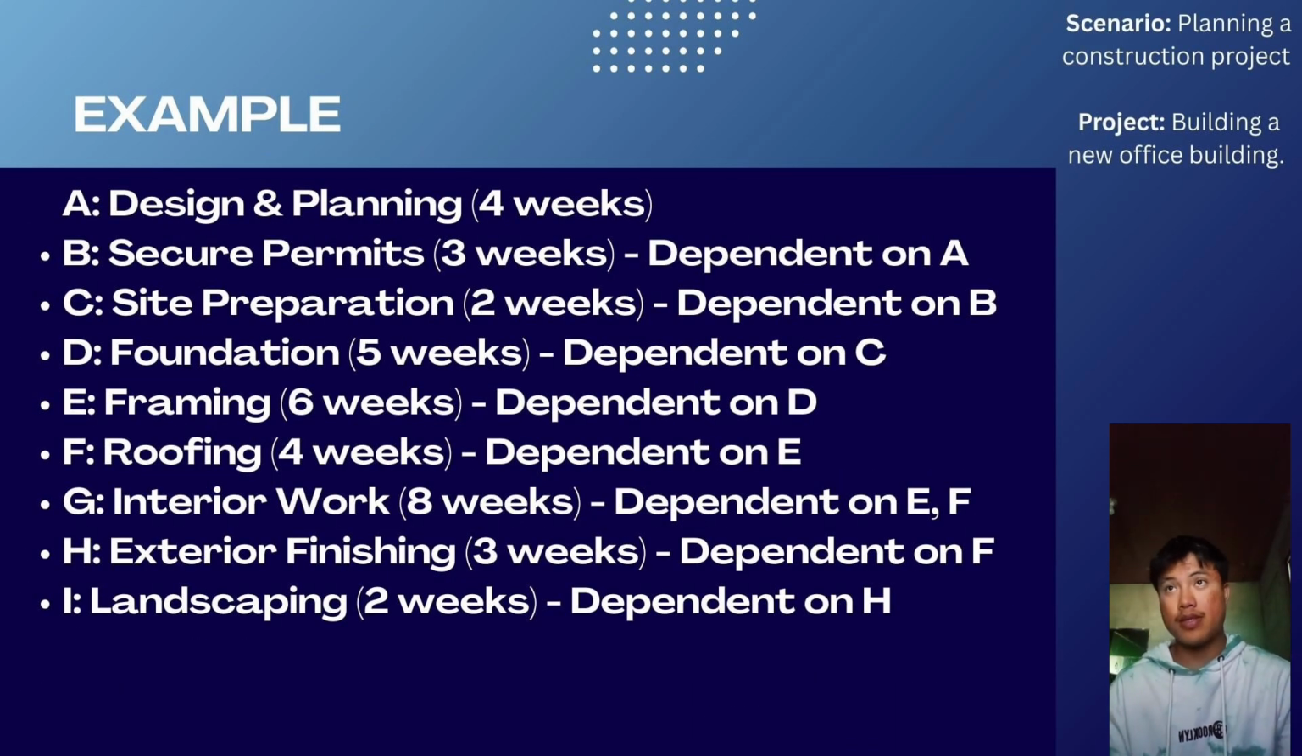Example: there's a scenario of planning a construction project. The project is building a new office building. So, for example, we have A, B, C, D, E, F, G, H, I. A is design and planning, estimated at 4 weeks.